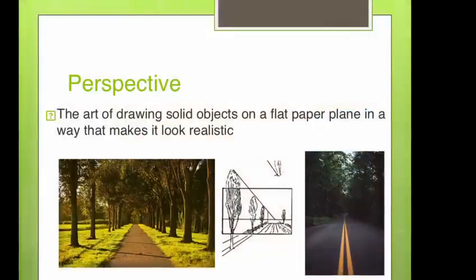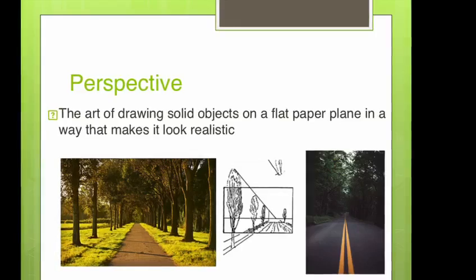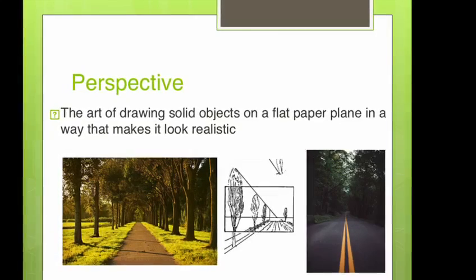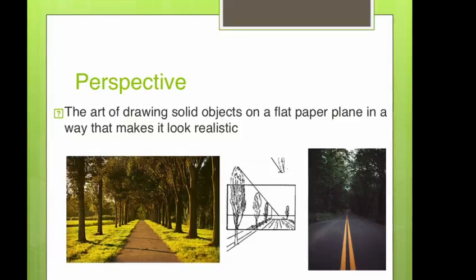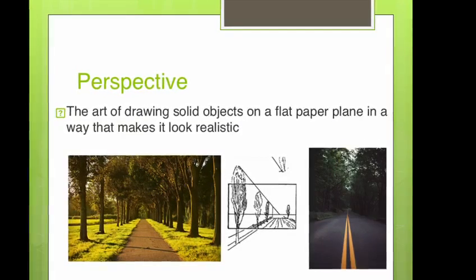Some of the art concepts we're going to work with today are the terms perspective and horizon line. We're also going to discuss a little bit about a painting technique style called Pointillism. In art, perspective is defined as the art of drawing solid objects on a flat paper plane in a way that makes it look realistic.